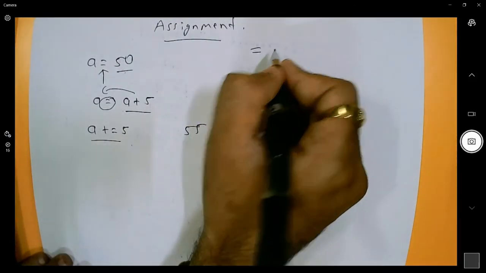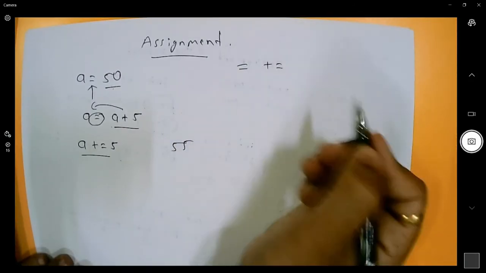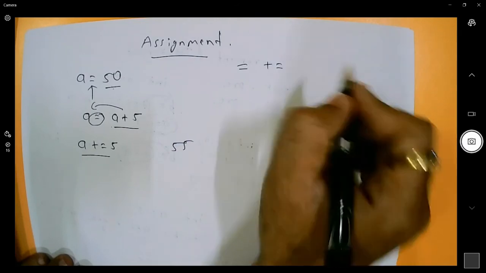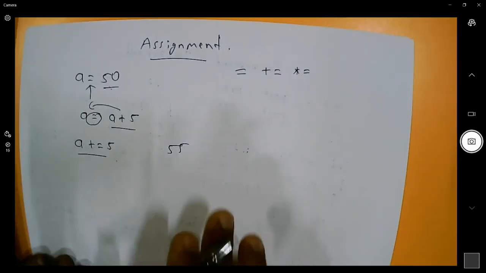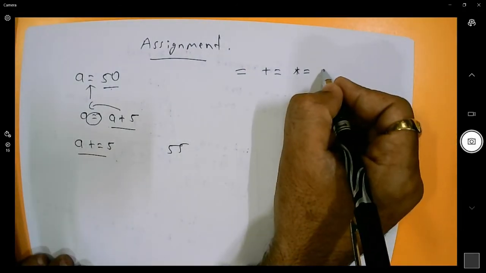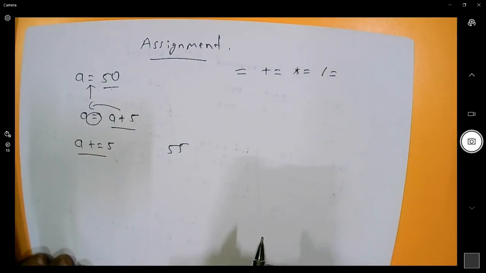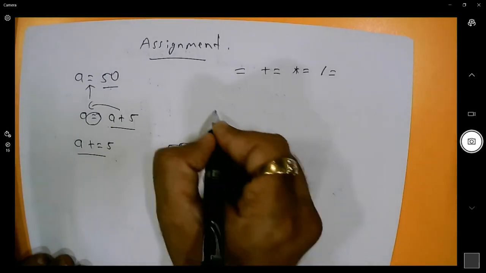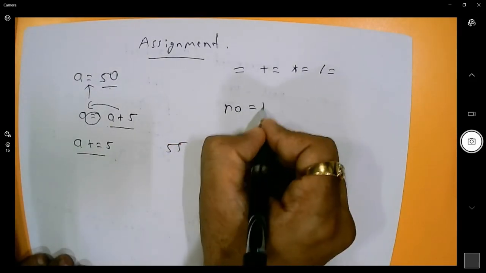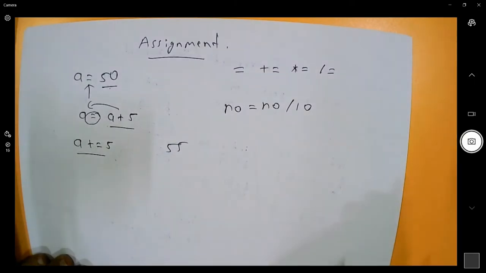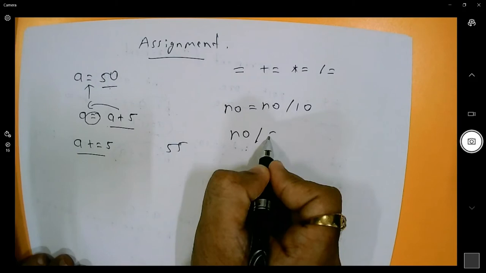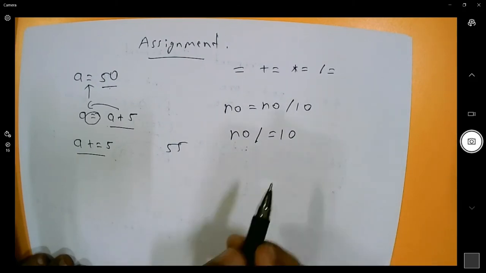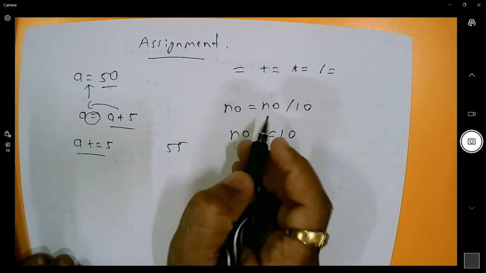Suppose you write plus equal, then it is A equal to A plus. If you write multiply equal, it means A equal to A multiply by. If you write divide equal, then it is A equal to A divide, and then you will get the value. Sometimes we write number equal to number divided by 10. You can shorten it like this: number divide equal 10. You will get the same result that you are getting over here, right?